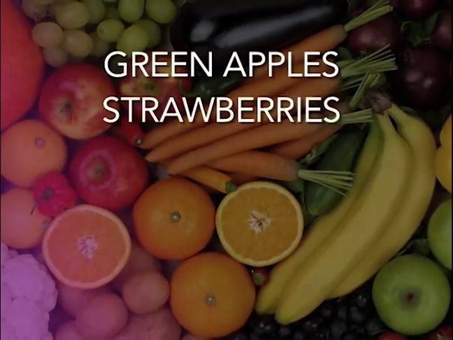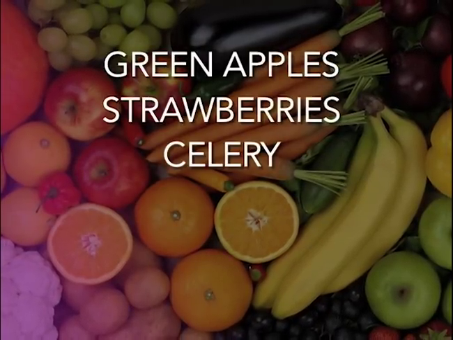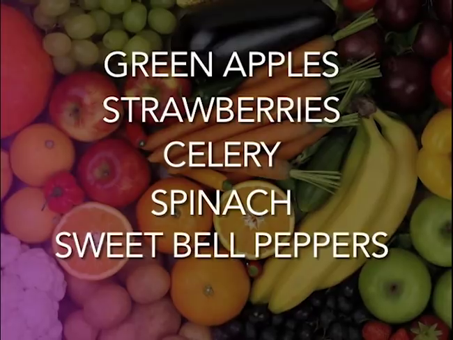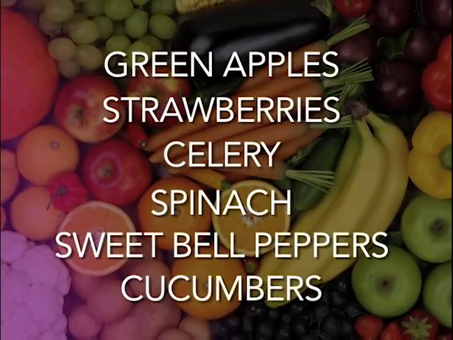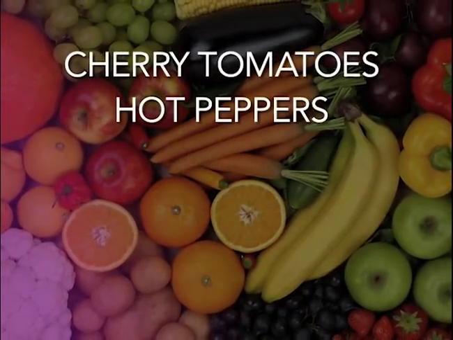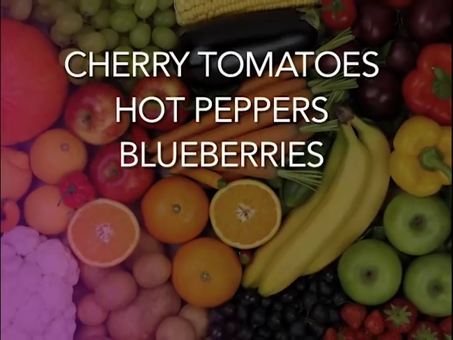You've heard of the Dirty Dozen. Well, we found 9 of them on the Phase 1 diet that you should buy organic. They are green apples, strawberries, celery, spinach, sweet bell peppers, cucumbers, cherry tomatoes, hot peppers, and blueberries. Now, the decision is always yours, of course, but having this information is just good for you and your family.